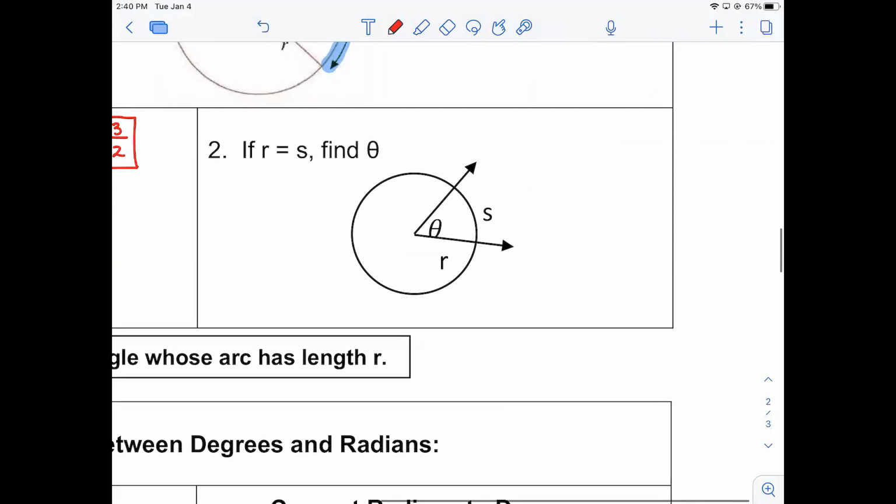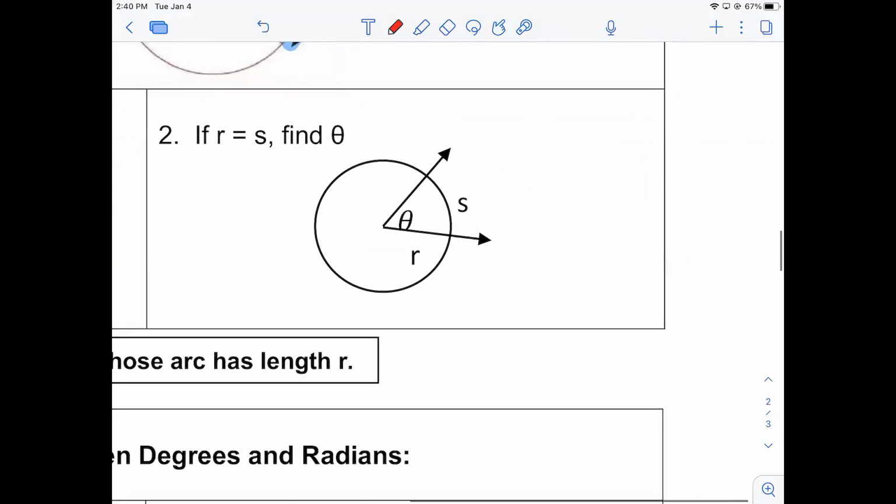So the next one says if R is equal to S, find theta. So S, we know, is my arc length, and this one told me that S is equal to itself. So this arc length right here is the length S. Then it tells me that R is my radius, but up here it told me R is equal to S. So we're going to write that right here. So when I set up my equation, which is S over R, instead of plugging in the R, I'm going to take this S and I'm going to put it in place of that R. So we're going to end up with S over S.